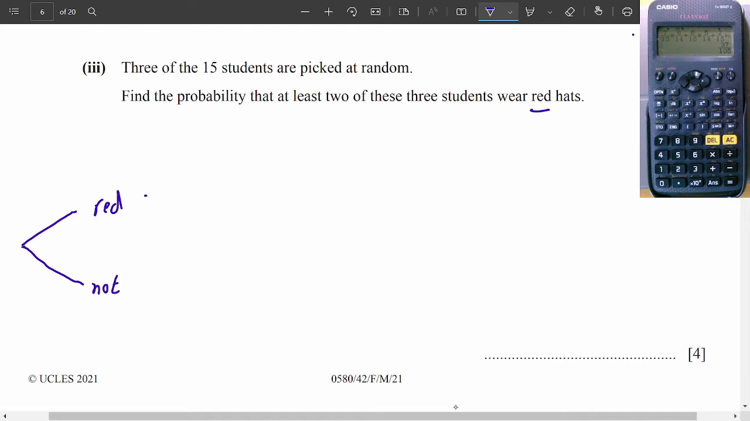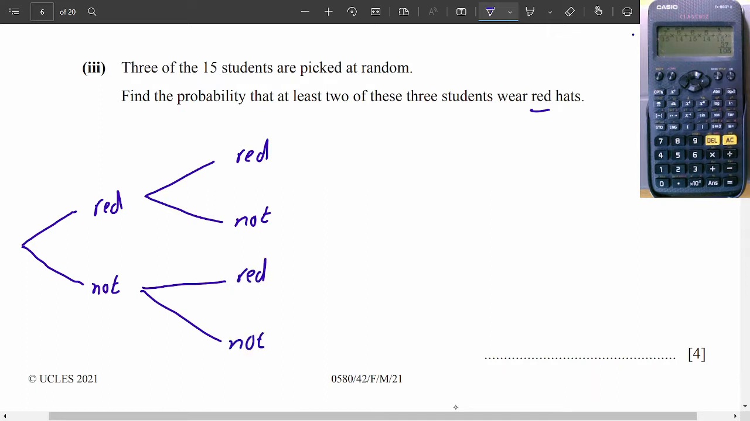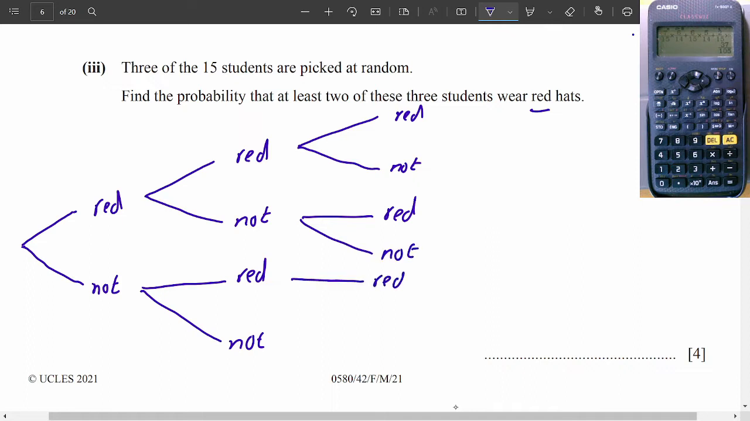After that, we're going to have another event, and we might pick a student with a red hat or one that's not. And down here, the same, pick a red hat or not. That's picking 2 students. And then the last event, again, pick a student with a red hat or not a red hat, red or not, red or not, and red or not.